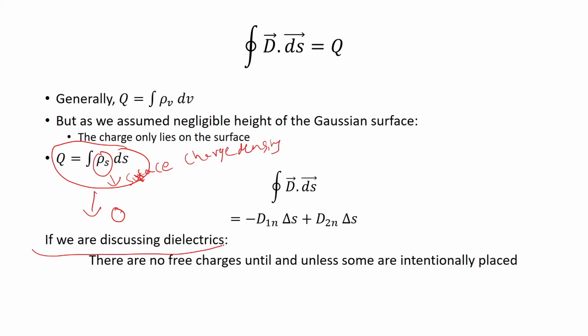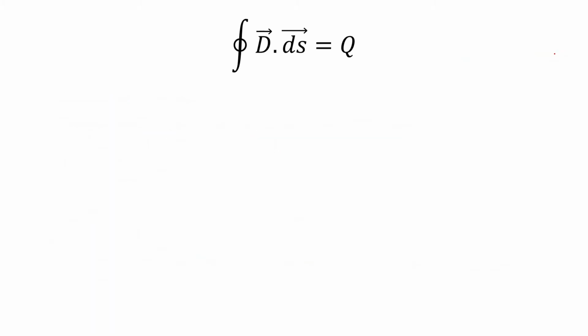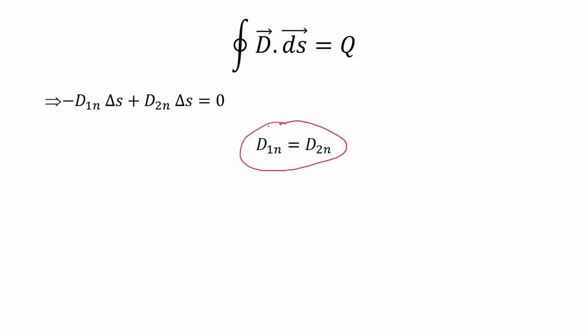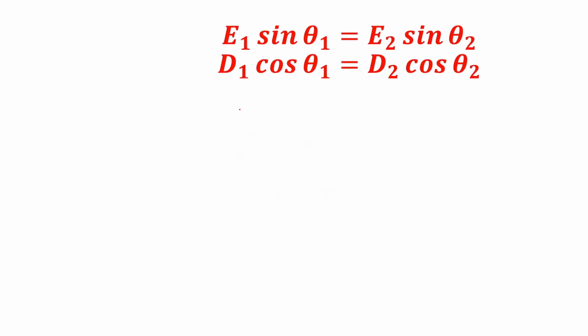Understand that this is valid only as long as we are only discussing a dielectric interface, because dielectrics don't have any free charges. So in that scenario, Q equals 0, therefore the integral of D dot dS is equal to 0, D1n delta S minus D2n delta S is equal to 0, therefore D1n is equal to D2n. I can say D1 cos theta 1 is equal to D2 cos theta 2.